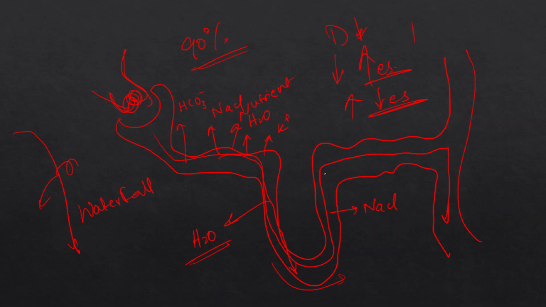NaCl is reabsorbed. In this ascending limb, you have two parts: the thick ascending limb and the thin ascending limb. In both places, NaCl is reabsorbed, and urea is secreted from the collecting duct. Actually, this urea is reabsorbed into the interstitial fluid, and this reabsorbed urea is again secreted into the thin ascending limb.